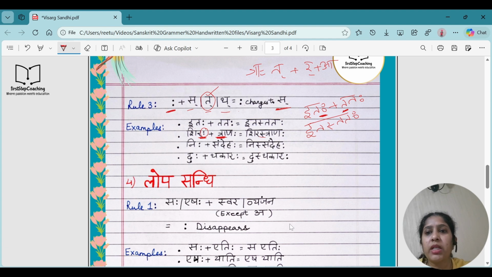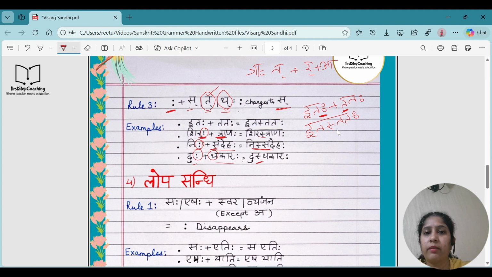Got it? If you see the third example, it is nihi plus sandeha. First word is ending with the visarg and the second word is starting with the sa. So if it is a sa and a visarg, it will become nisandehi. Right? Next one, duhu plus thakar. Again, we are having a tha here, then a visarg is here. So the visarg should change to sa. Got it?